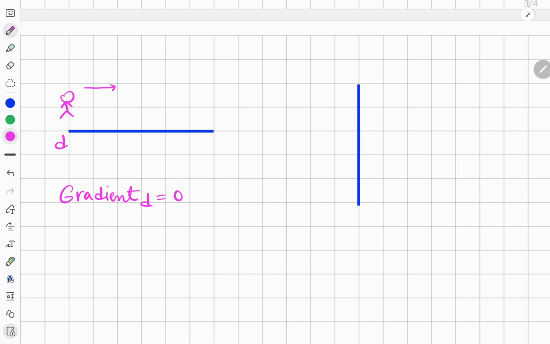And how about this one? Imagine that you are climbing up the wall, so it's not easy at all. So you need some equipment to climb up the wall. So the gradient of this line, if this line is D prime, the gradient of D prime is undefined.